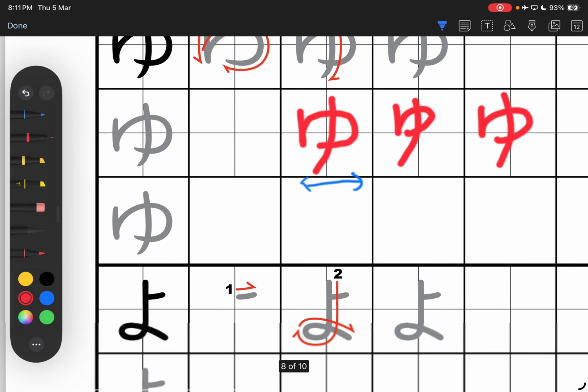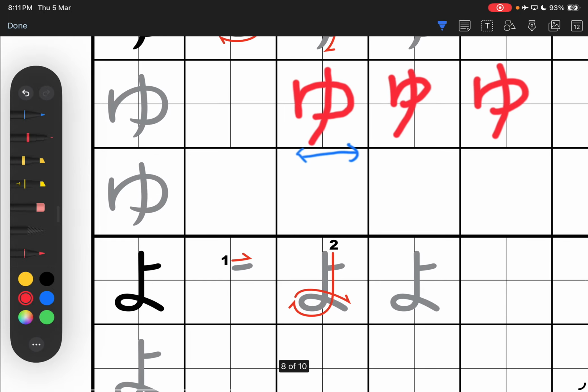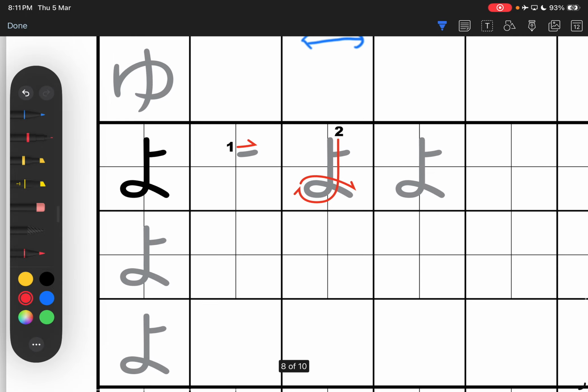Okay, next we have yo. Okay, the long vertical alpha tail with a line in the middle, a horizontal line in the middle of it. So the long alpha tail with a horizontal line.